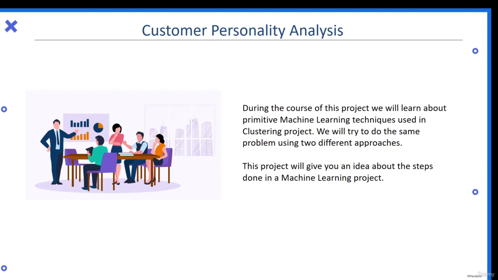We'll try to do the same using two different approaches. Again, we'll be performing this operation with two different approaches. This project will give you an idea about the steps done in a machine learning project. Basically, we'll first do the data analysis or data processing, and we'll do some feature engineering. So this will give you an idea of how a machine learning project is done.